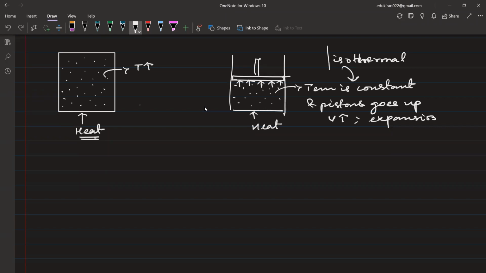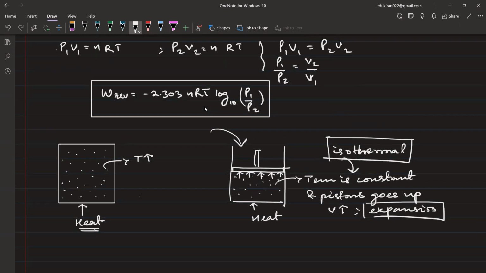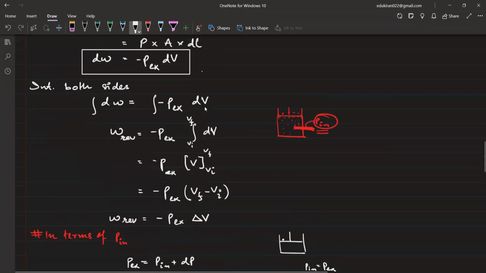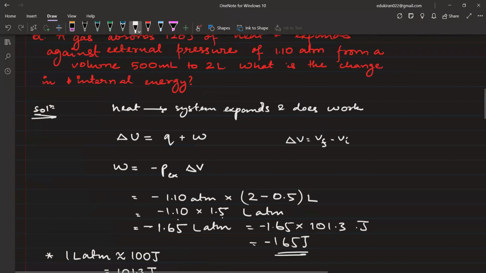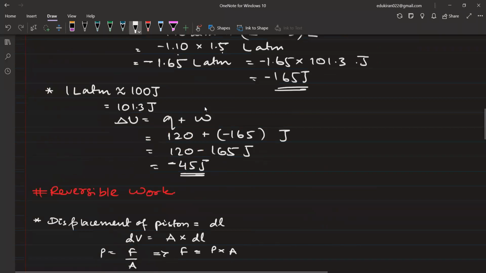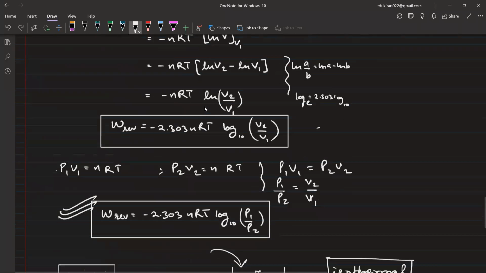So whenever you read this word isothermal expansion, you will imagine this case: you are heating, and the molecules are lifting the piston up. So this is isothermal expansion. And whenever you have isothermal expansion, the temperature will be constant, and in those cases only you can use this thing. If it is reversible, you can use the previous one. If it is irreversible, then you can use this, right? Okay? Now write a question.